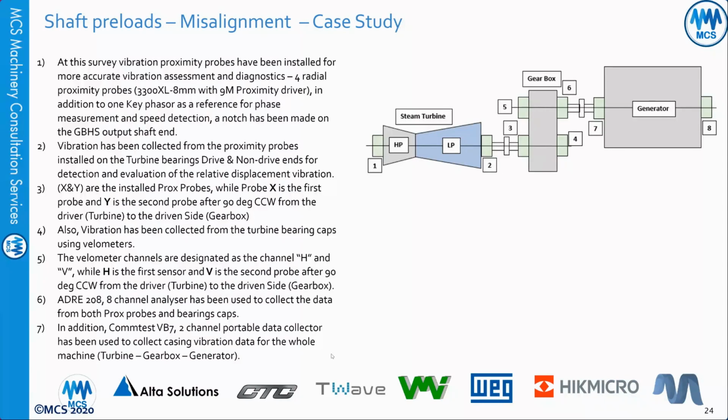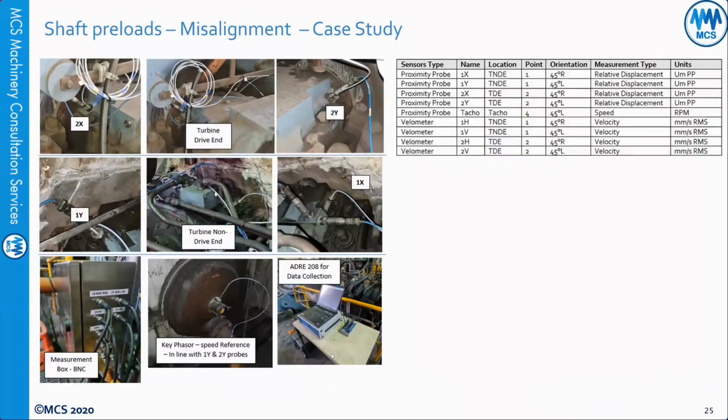We used the ADRE 208 channel analyzer to collect this data, and also used the Contest VB7 to collect the data from the bearing cap. As you can see, we were lucky to install the proximity probes because there was a hole already on the bearing cap. So we have 2x and 2y and 1x and 1y from the two sides. So we install the proximity probes.